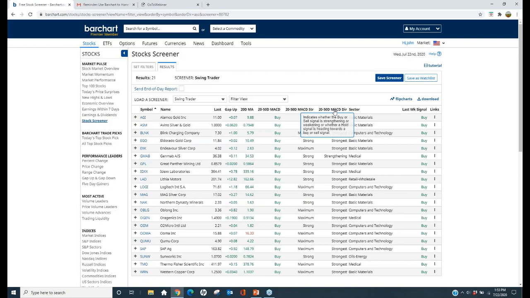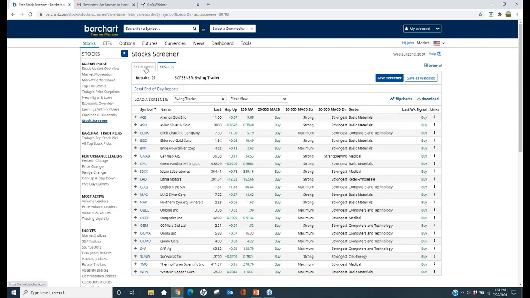And then we could look at the strength. Again, is it accelerating? Is it getting stronger from day to day or week to week or month to month, in this case, 20 days to 50 days. And see, Barchart does give us a signal for that.